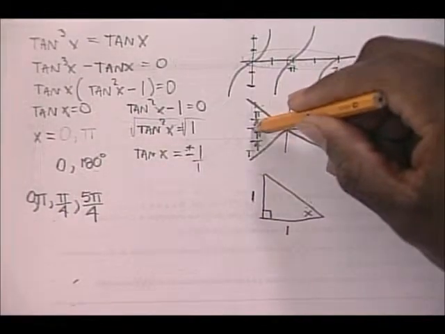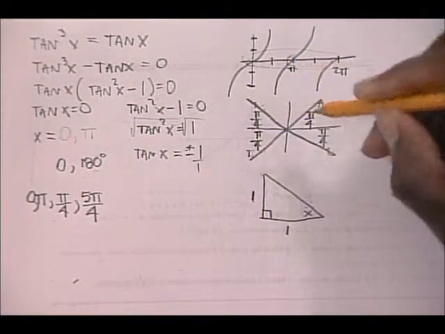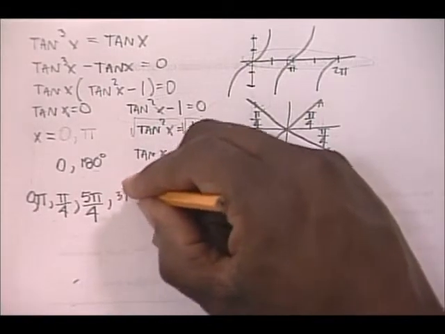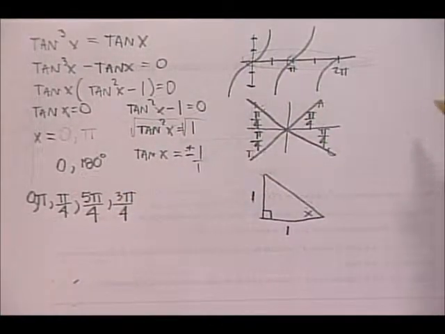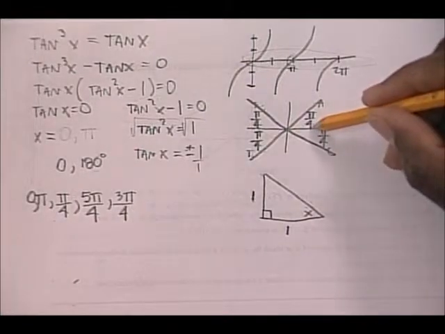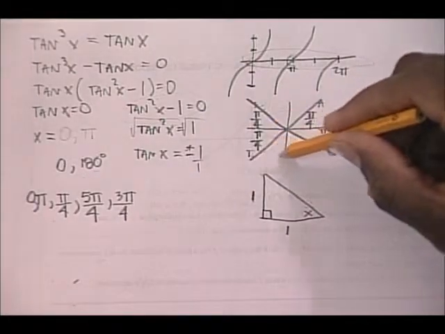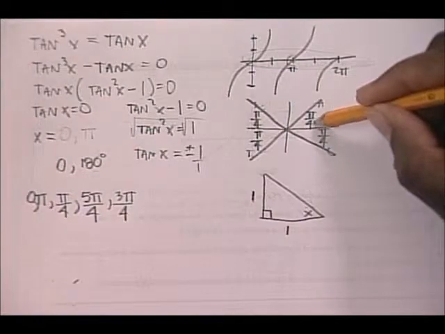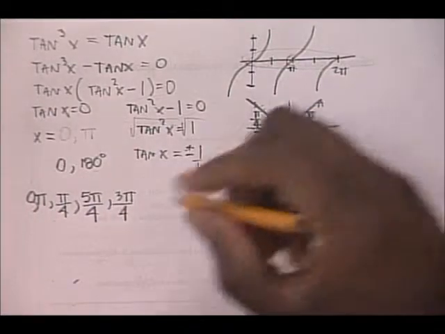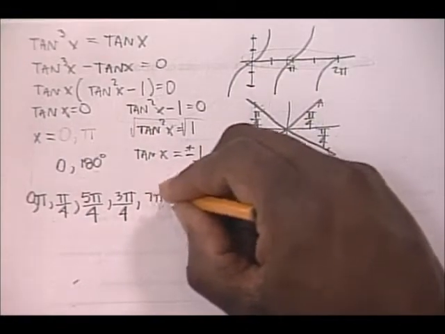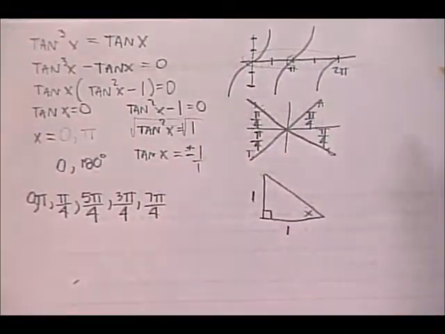This is 4 pi over 4. You subtract pi over 4, you're going to get 3 pi over 4. All right? That's your fifth answer. And then you end up, this is 8 pi over 4. This is 2 pi, or 8 pi over 4. You go back pi over 4. Your sixth answer would be 7 pi over 4.